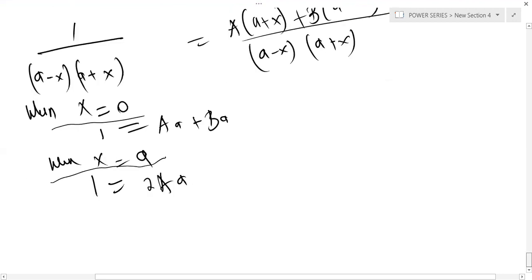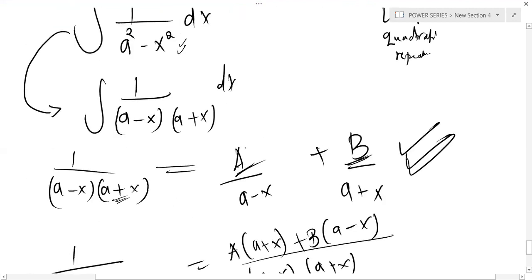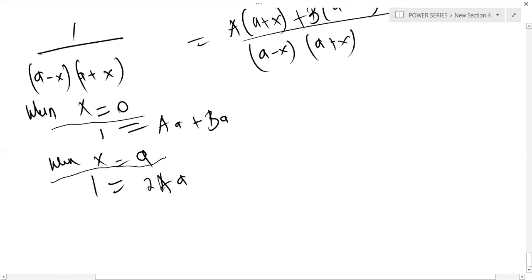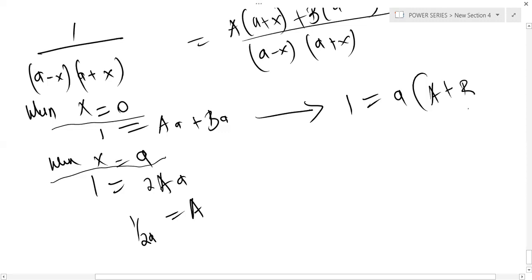So from here, what we need is the value of a and b so that we can rewrite this. From here, we can clearly see that, making a the subject of the formula, a is equal to 1 over 2a. And then here, what is our b? We can write this as 1 is equal to a into a plus b.